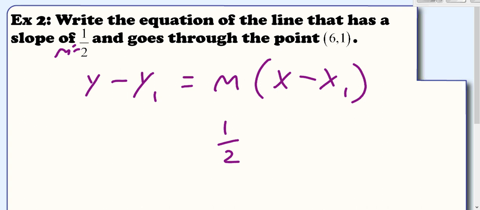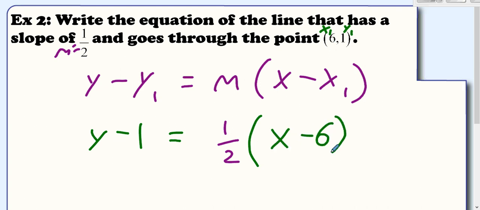And we know this point. This is x and y. This is x1, y1. So this y1, we're going to put right there with y1. So it's y minus y1. Then we do x minus x1, so minus 6. Now, that is an equation. That's the equation that passes through that point with the slope of 1/2.